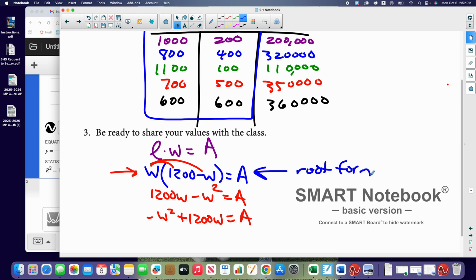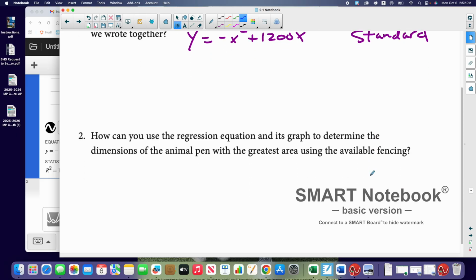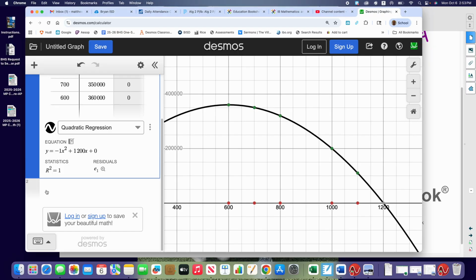Now, I'm going to go back to page 30. On page 30, it asks me a second question: how can you use the regression and its graph to determine the dimensions of the animal pen with the greatest area using available fencing? So how can we use that graph to help us solve what's going on? We want to find what? The vertex. We want to find the maximum. Yes. So if I were looking here, that looks like it's the max right there.